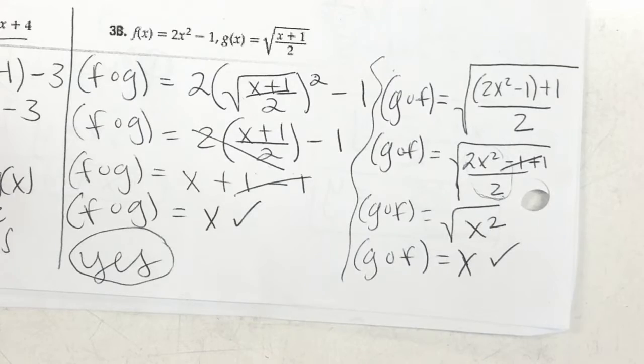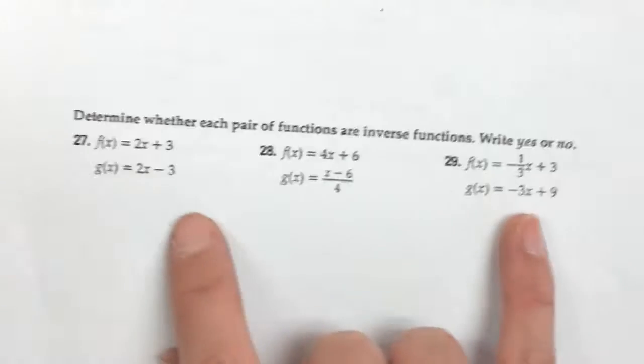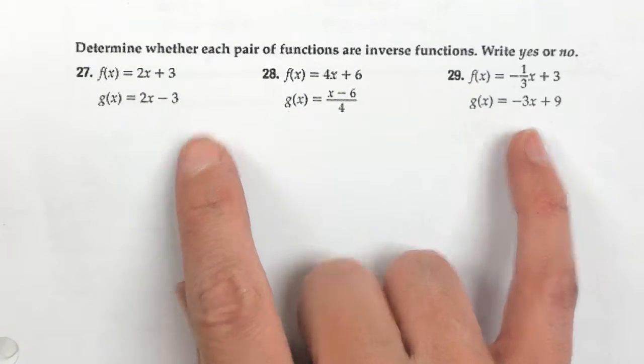So y'all can do some on your own? Yes. Okay, flip. You are doing 27 through 29 down here on your own. And let me know if you need some help.